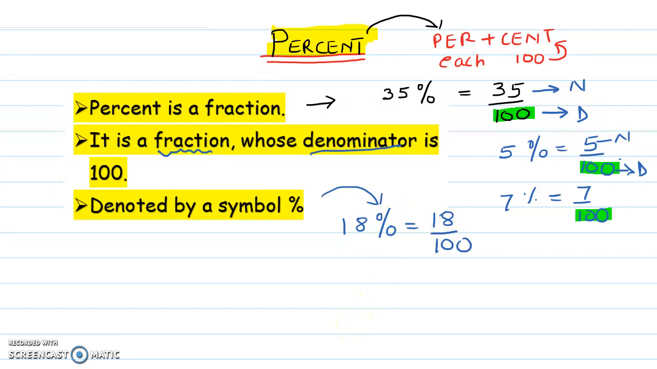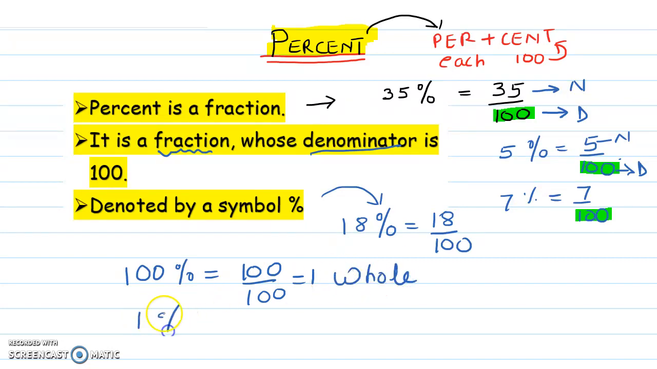If we say 100%, what does 100% mean? 100 divided by 100, that is one whole. Then what is 1%? 1% is 1 divided by 100, and 1 divided by 100 is 0.01.